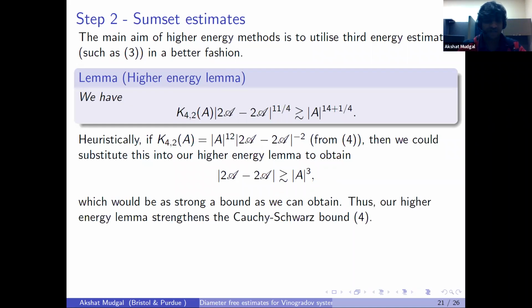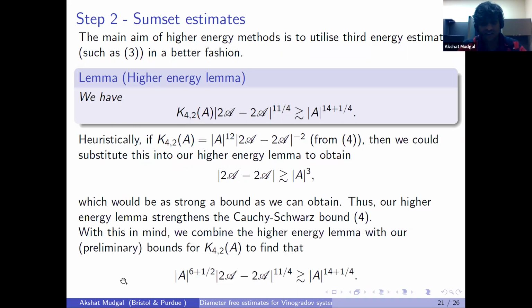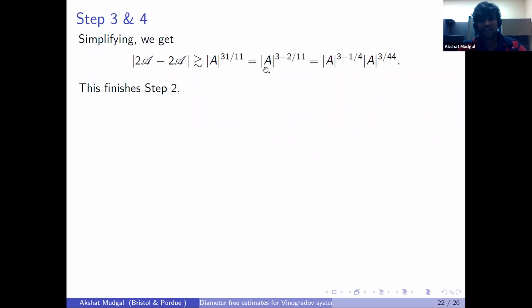As you can see, the higher energy lemma strengthens the Cauchy-Schwarz bound. And if we just plug in the third energy bounds that we got in the previous section, we get this inequality. Here I've just plugged in the bounds for K42 of A, as we did before. To simplify the exponents, I get 2A minus 2A is greater than A to the power 3 minus 2 by 11, which is A to the power 3 minus 1 by 4 times a positive power of A. So just to recall, this was the bound that we were getting using third energy bounds and Cauchy-Schwarz. So we can clearly do much better than Cauchy-Schwarz. You can have a proper power saving using higher energy methods.